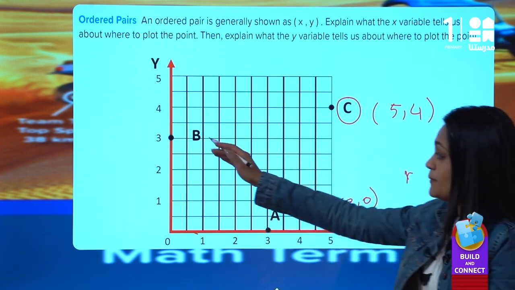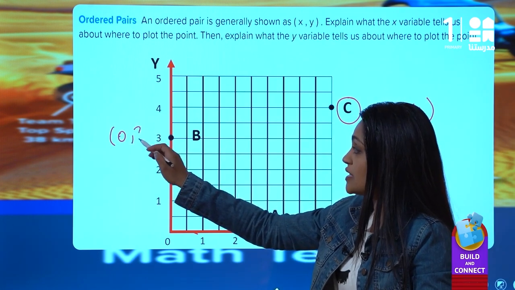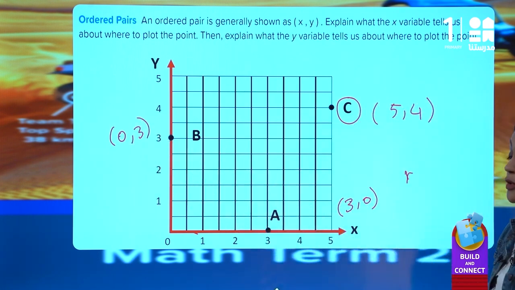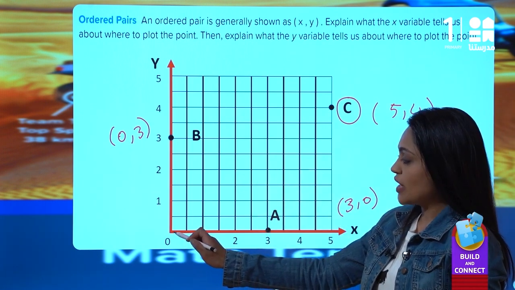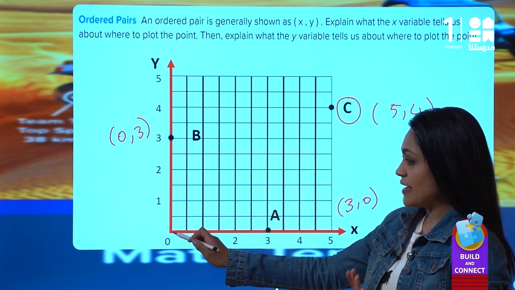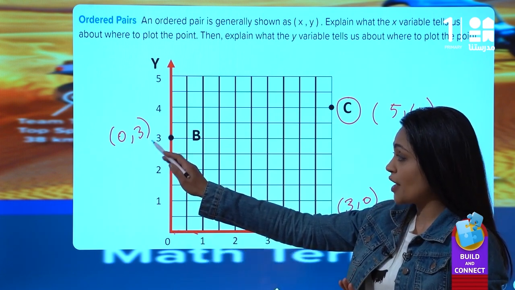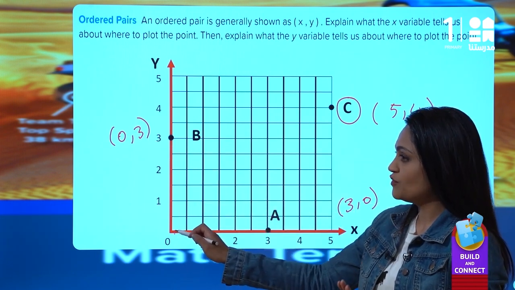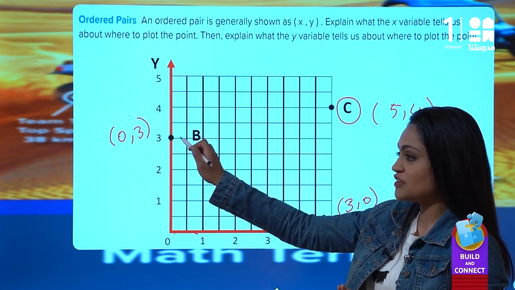Let's move to B. The B is telling you it's 0 and 3. Let's see how we plot this ordered pair or coordinate. 0, so I didn't move, right? X, I didn't move, it's 0. And then 3, it's the y, so exactly I'll move upward 3 spaces. So the point B is here.